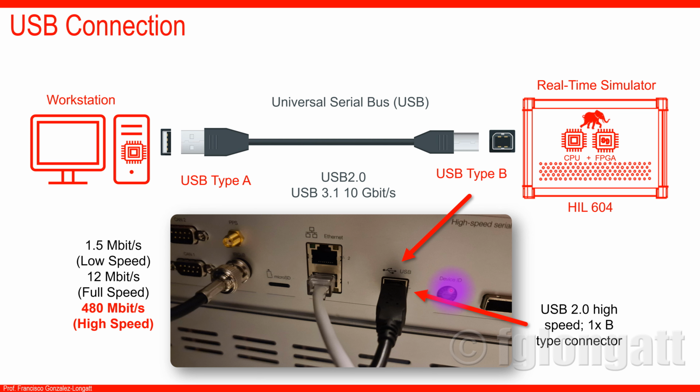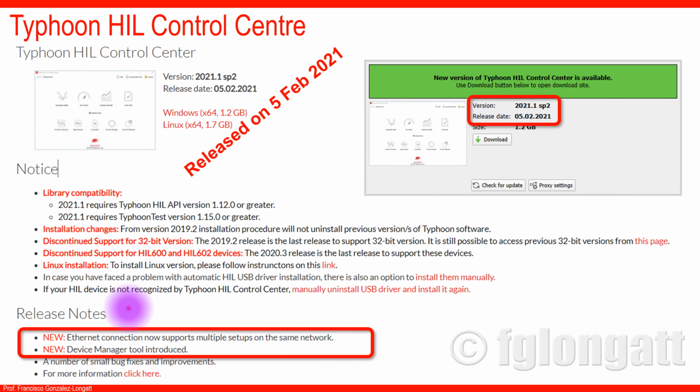The type B high speed is a connector that allows data transfer around 480 megabits per second, okay? And this has been useful for quite a while. However, last year, on 28th of December 2020, Typhoon HIL released the Typhoon HIL Control Center 2021. And the version 2021 has several new features, and two are very important for me, quite interesting and quite useful. One of them is that Typhoon HIL introduced the concept of the device manager tool.